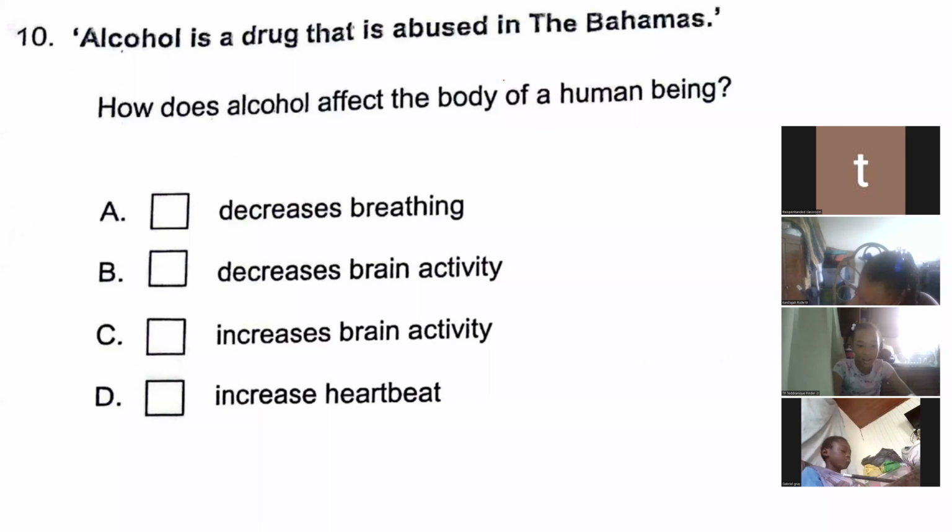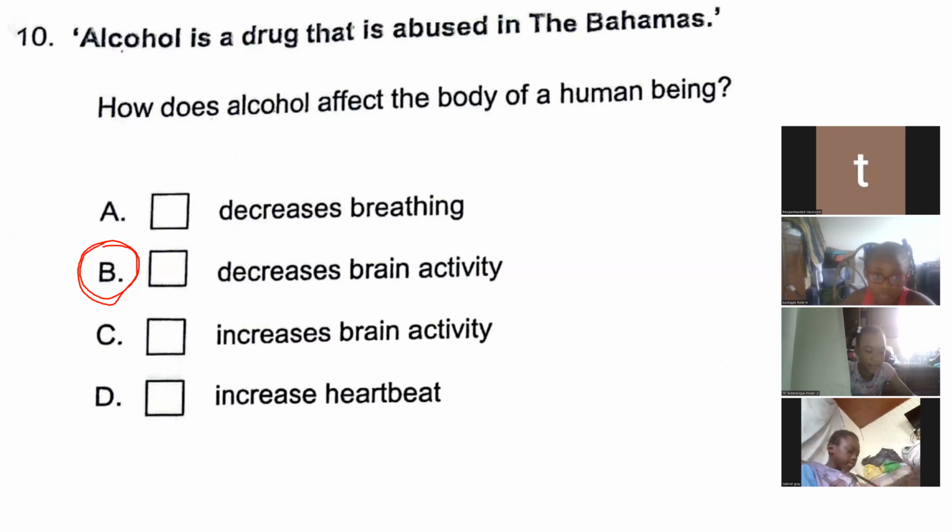It increases heartbeat, no, no, breathing, no. The brain. Yes. Decreases brain activity, right? When we say decreased brain activity, what does that mean? That means the less. All right, less.